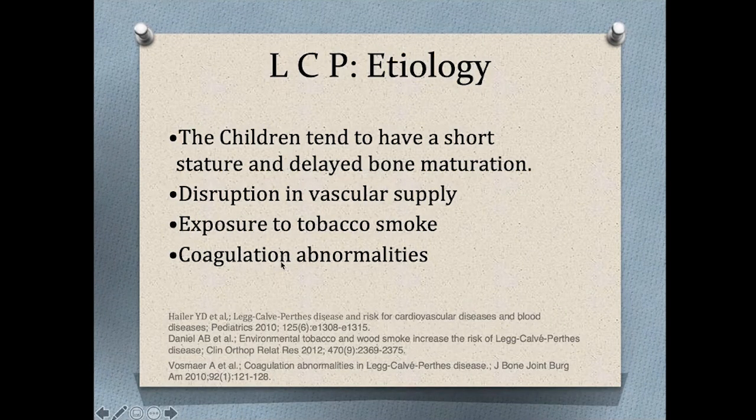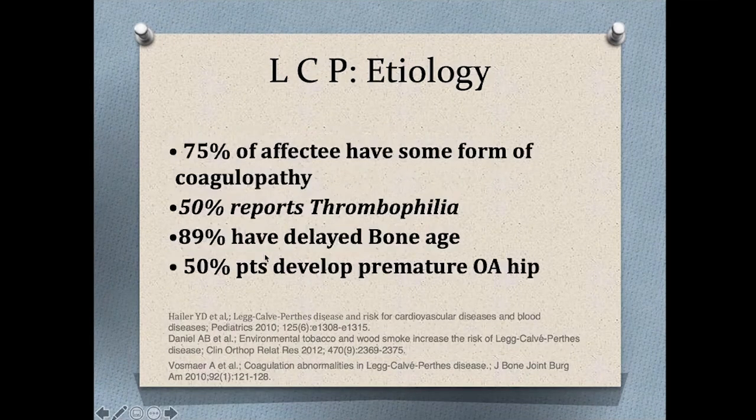Coagulation abnormalities: children who have coagulation abnormalities may have more chance of DVT. It is said that 75% of Perthes-affected children have some form of coagulopathy, and 50% of thrombophilia patients also report Perthes disease. 89% of these children develop a delayed bone age, while 50% of children who have Perthes develop osteoarthritis in the late stages.